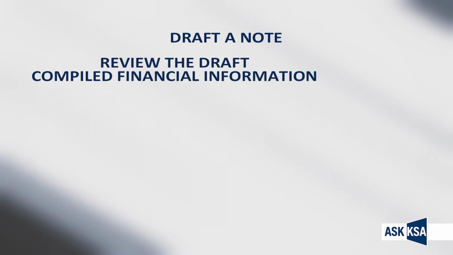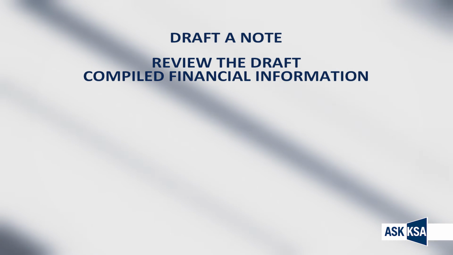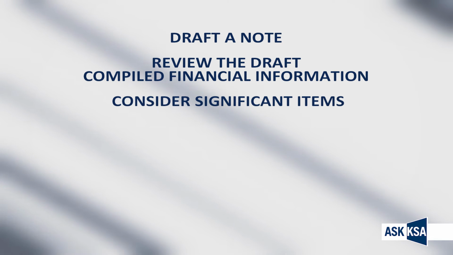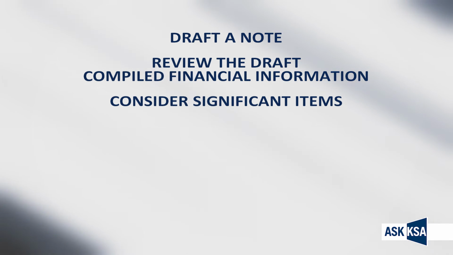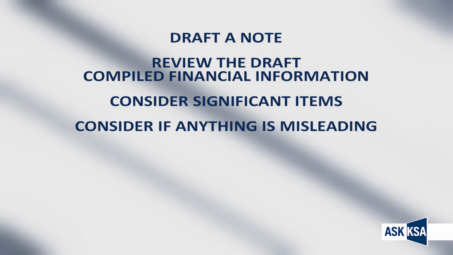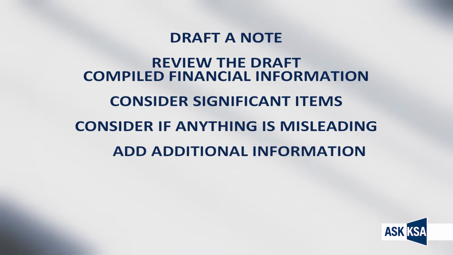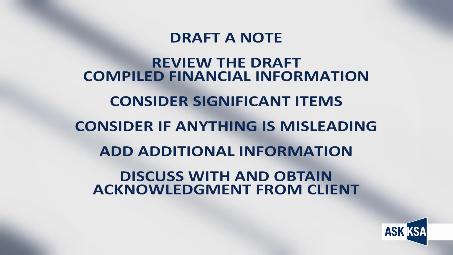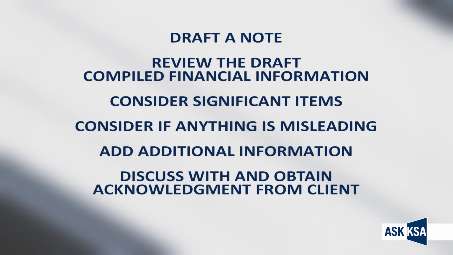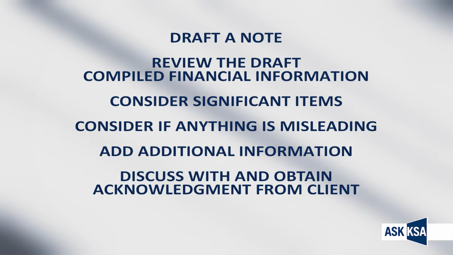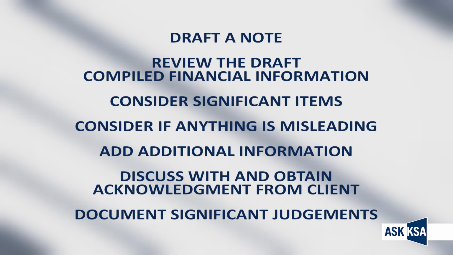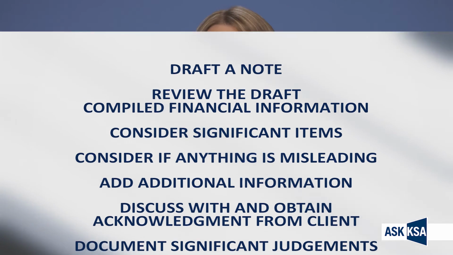Draft the note. Review the compiled information in light of the basis of accounting note. Consider significant items and whether or not all have been included. Stand back to consider if anything causes the compiled financial information to be misleading. Add additional basis if needed. Discuss the compiled information with your client and obtain their acknowledgement on the selection of the basis of accounting. Document significant judgments. The standard does not preclude you from including other notes. If you included a note last year, include it again.